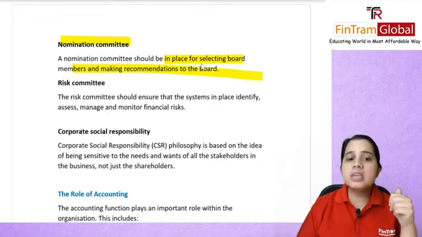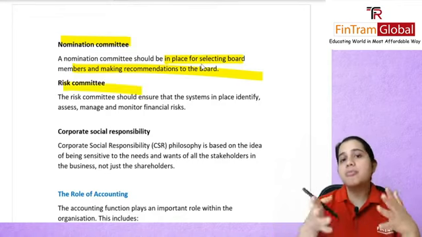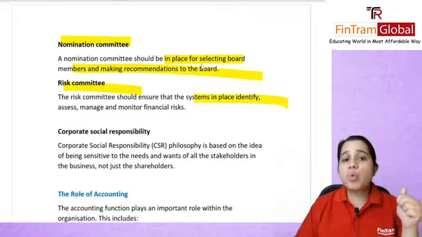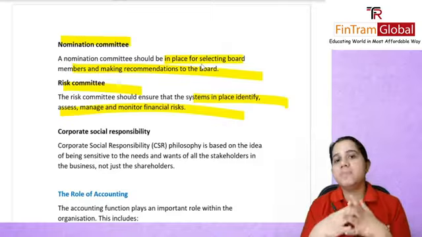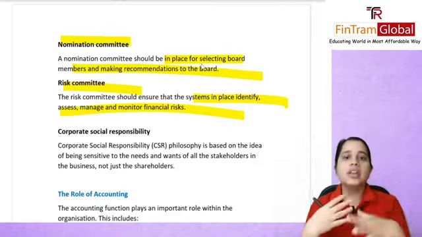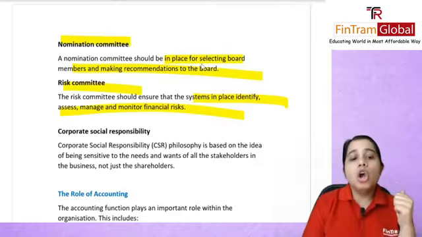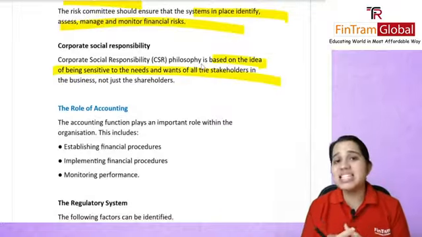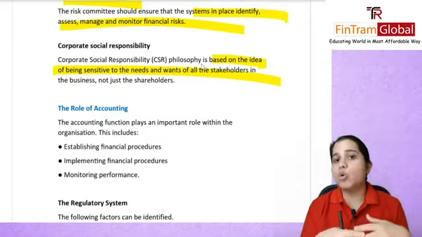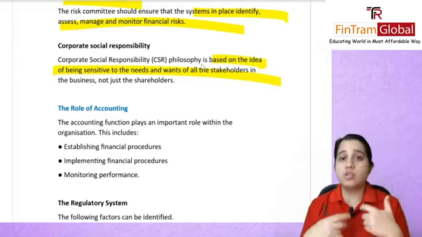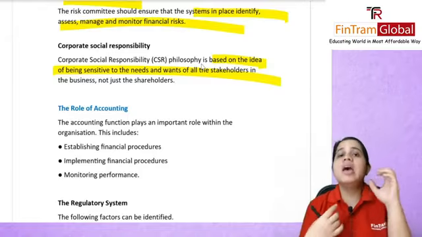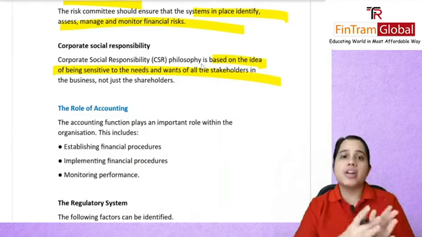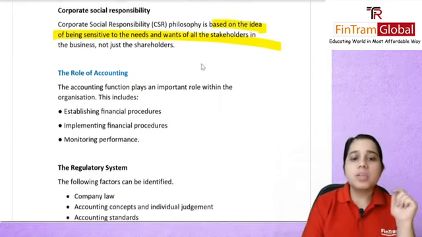You have your risk committee. If you have it, great. Otherwise, the work of the risk committee is done by the audit committee. This will ensure that systems are in place to identify, assess and manage any sort of financial risk, and monitor the financial risk. Corporate social responsibility is based on the idea that you need to be sensitive to the needs of the other stakeholders and not just your shareholders. So it is your responsibility as an organization to focus on the other stakeholders, and not just say, all right, I'm working only for my shareholders.